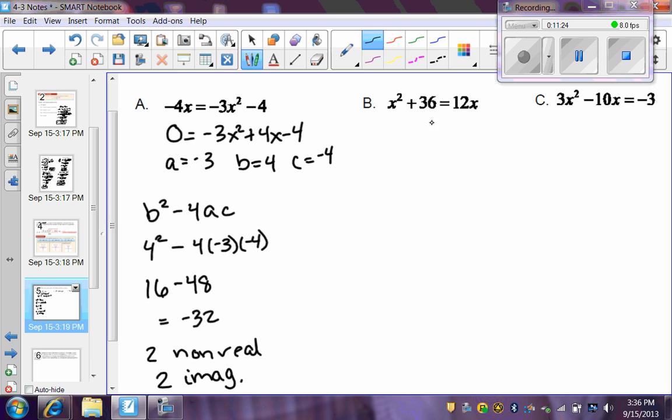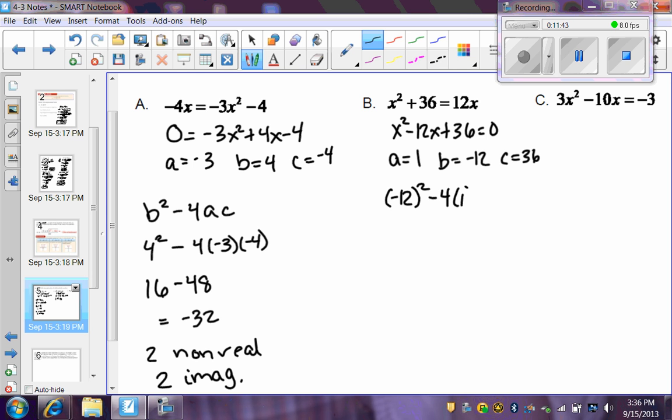Let's try another. Put it in standard form. So it's going to be x squared minus 12x plus 36 equals 0. a is 1, b is negative 12, c is 36. So b is negative 12 squared minus 4 times 1 times 36. Negative 12 squared is 144. Negative 4 times 1 times 36 is negative 144. And 144 minus 144 is 0. So since the discriminant is equal to 0, that tells you that there's one real solution.